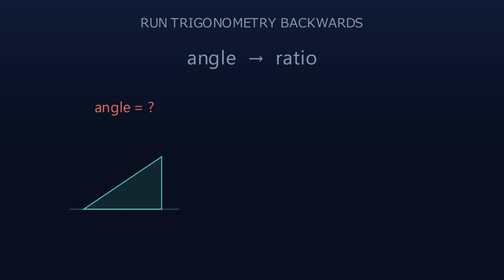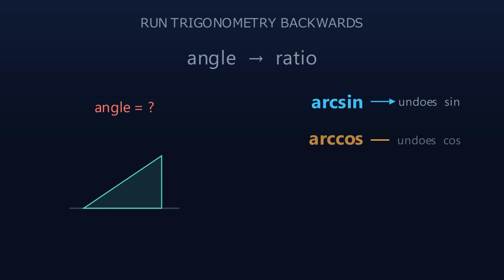So far we've only gone one way. Give me an angle, I'll give you a ratio. But real problems usually run in the opposite direction. You measure a ramp and find its rise over its run, now you want the angle. You need to undo the sine, undo the cosine, undo the tangent. Enter the inverse functions, arcsine, arccosine, and arctangent.